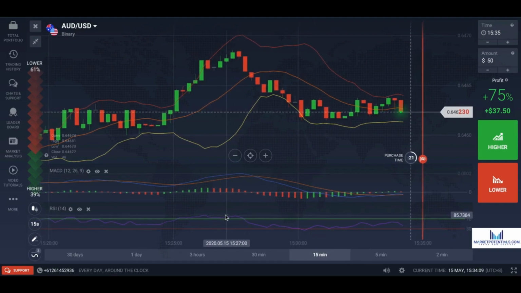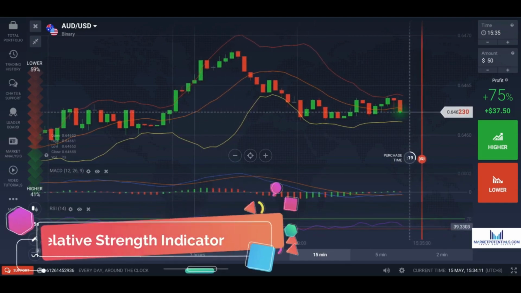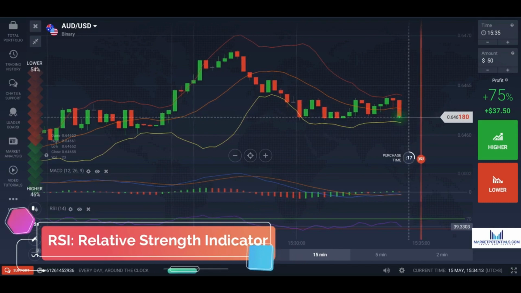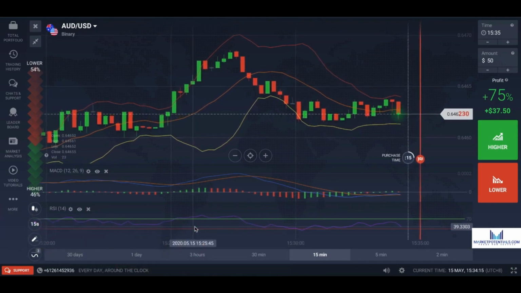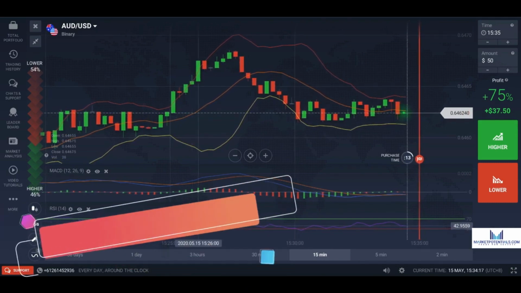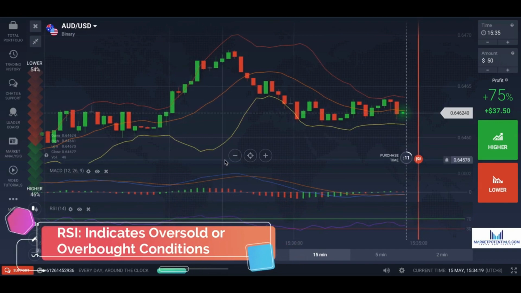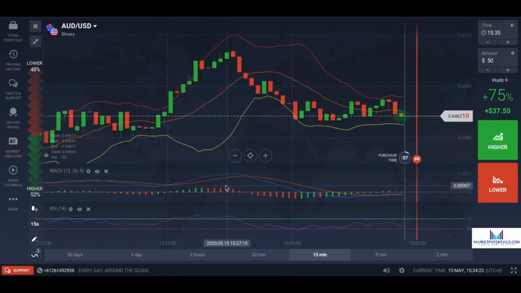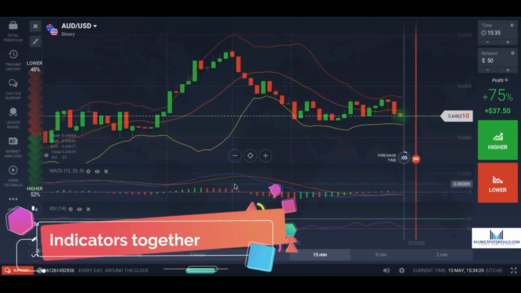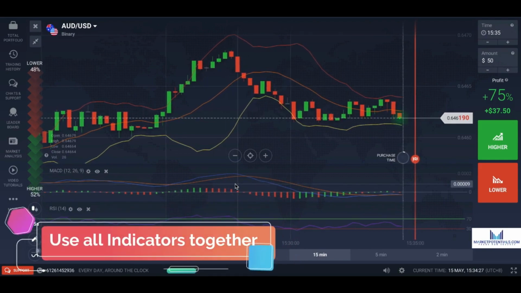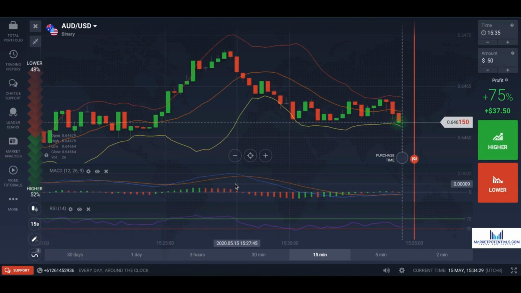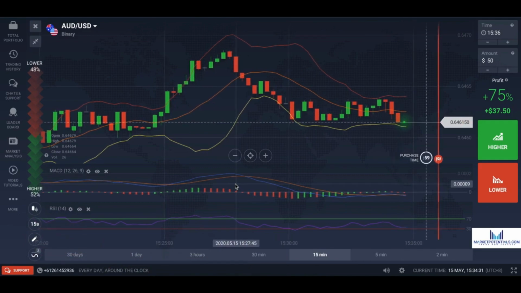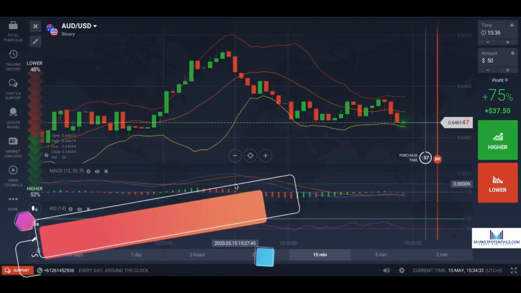The other one is the relative strength indicator. This just indicates whether a chart is oversold or overbought at any time. In this instance, you can't exactly use one indicator and trade. You have to learn to read all of them together. I obviously did this by practicing and putting in the time to learn. That's really all I can tell you guys.